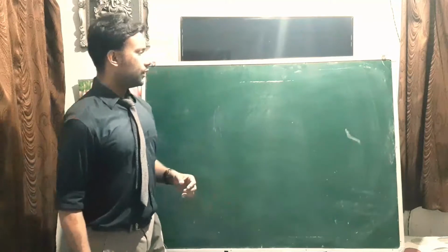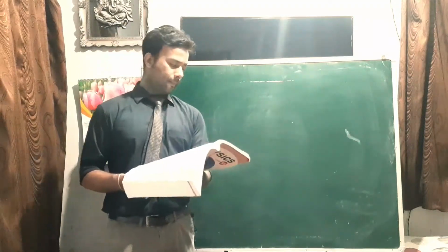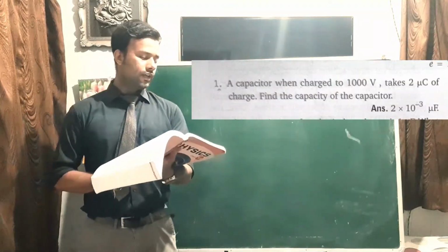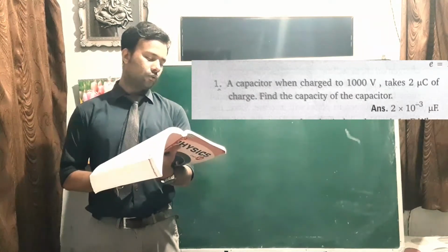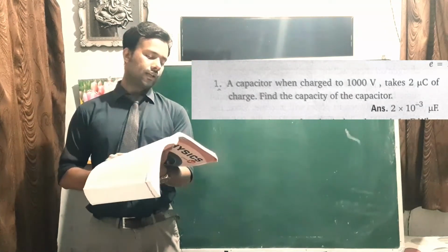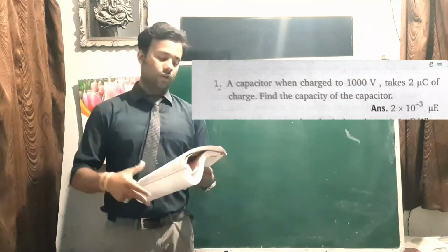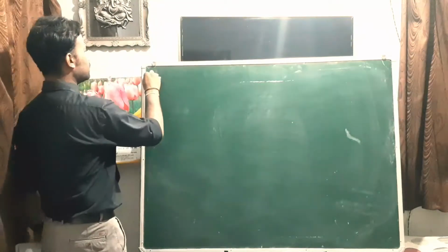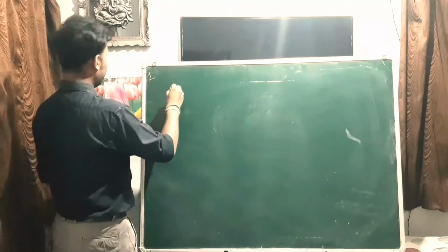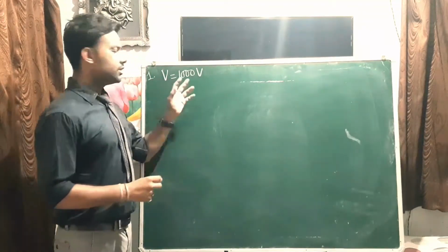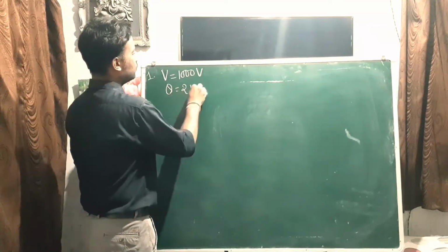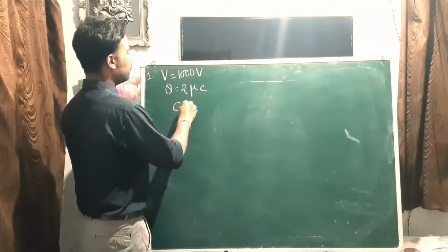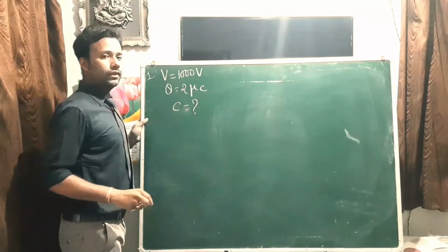On your screen, you can see the first numerical. It says: a capacitor, when charged to 1000 volt, takes 2 microcoulomb of charge. Find the capacity of the capacitor. So in this case, voltage is 1000 volt and the charge is 2 microcoulomb. We have to find the capacity of the capacitor.